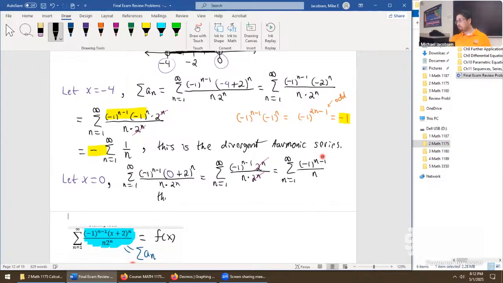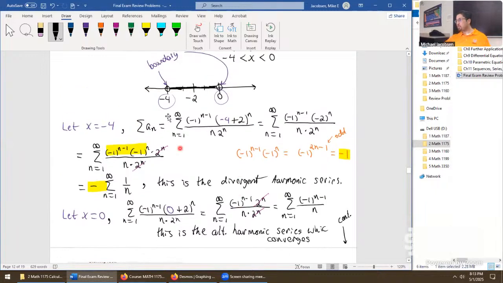So let's say it here. This is the alternating harmonic series, which converges. And we're running out of paper, so let's say it continues. But back up to the top, what we found is convergence on the boundary value right here, and divergence on that boundary. So our work is done.